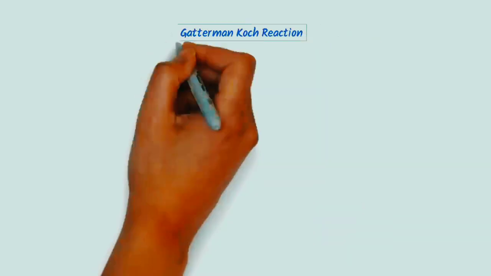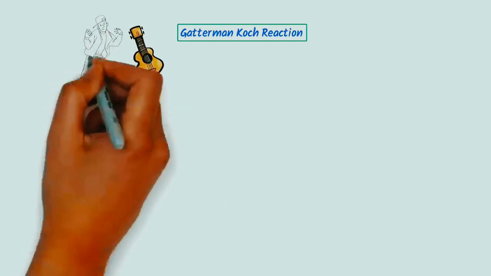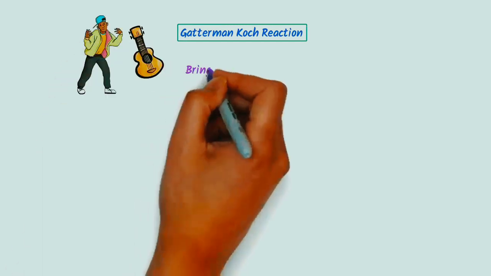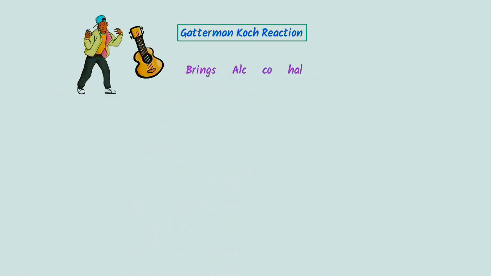Lastly, let me teach you the Gattermann-Koch reaction. Now this Gattermann reminds me of Gattermann. I always say Gattermann brings alcohol. Let me repeat it. I always say Gattermann brings alcohol. Now this B ring stands for benzene ring. This ALC stands for aluminium chloride. This CO stands for CO. And this HAL stands for HCl.